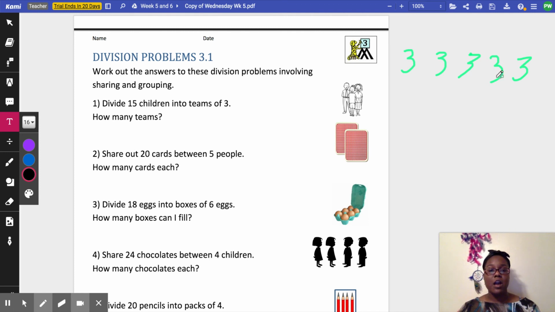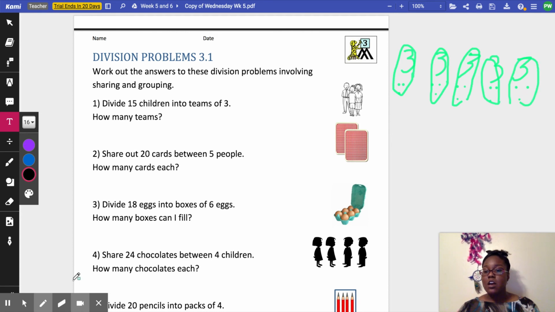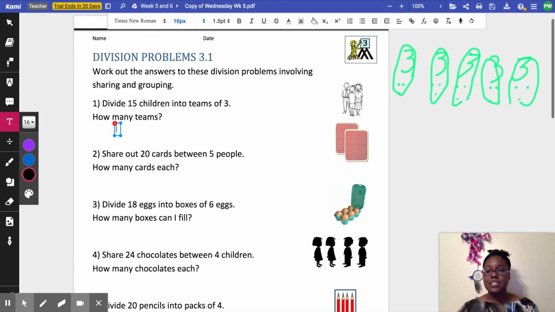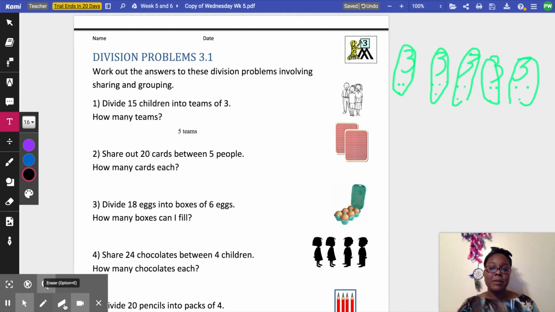If you don't know how to count by threes, you can easily draw 3 dots. 3, 6, 9, 12, 15. Okay? And then you count how many groups you have. So here's 1, 2, 3, 4, 5. So we have 5 teams. Now, my students in my classroom know that I need to have a label, because if I don't have a label, I'll just think you're talking about puppies. 5 puppies. And we're talking about teams.